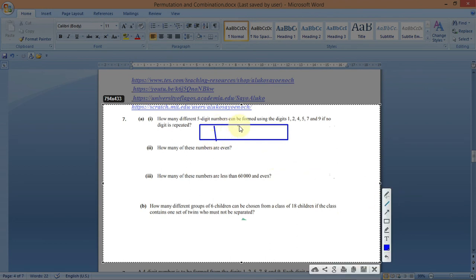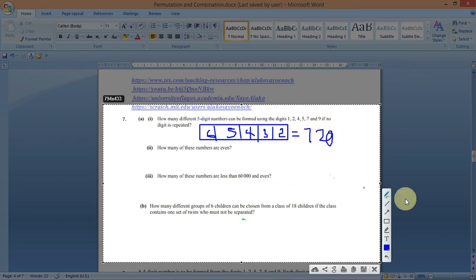So 1 2 3 4 5. But how many digits do I have altogether? I have 6 digits altogether, so that will be 6 5 4 3 2. This one I can do as 6 factorial, because times 1 is a multiplicative identity. So 6 factorial will work for me, in order not to waste my time. So that's 720 ways.